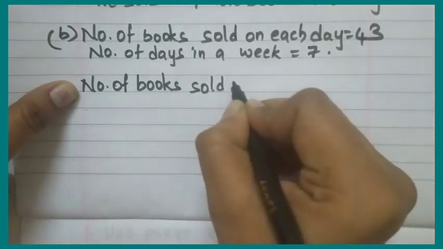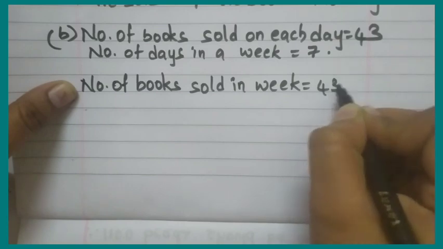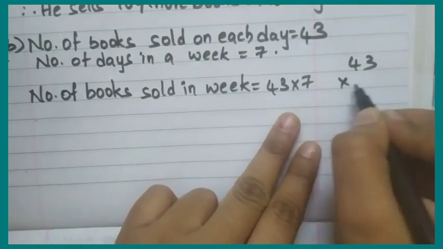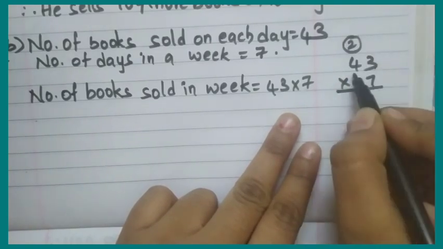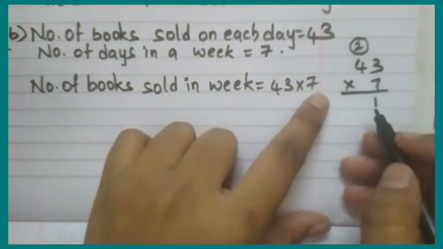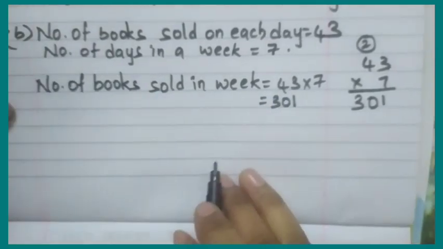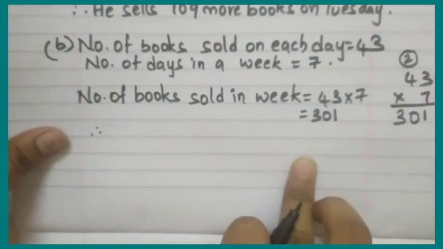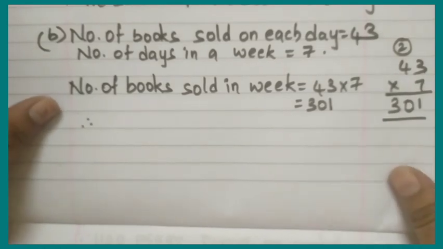Okay. Now we'll write number of books sold in a week. 43 into 7. We'll multiply here. 7 threes are 21. 1 here, 2 taken as carry. 7 fours are 28, 28 plus 2 is 30. Therefore we got 301. Therefore 301 books are sold in a week. This is B answer.